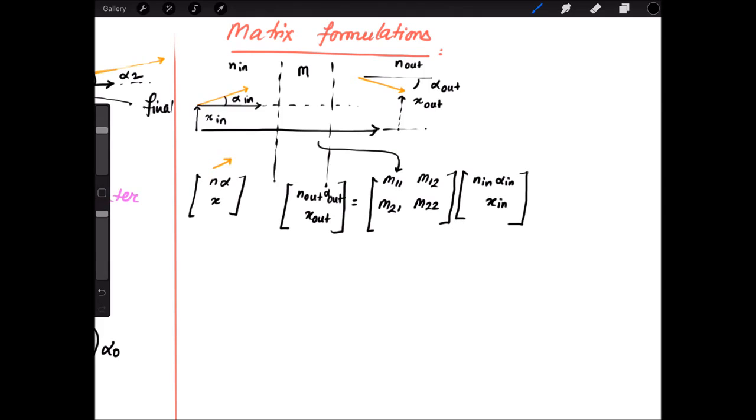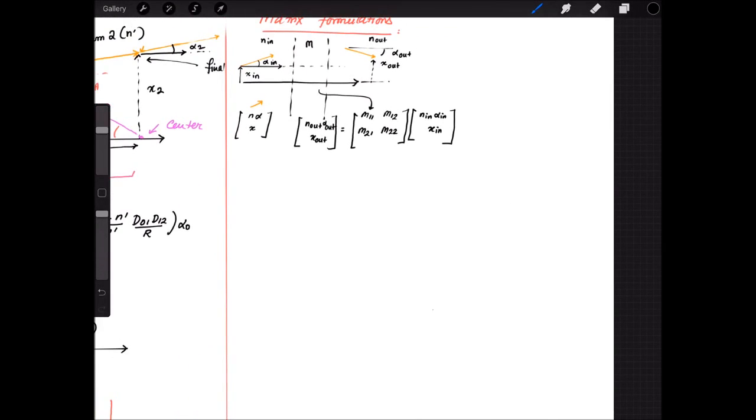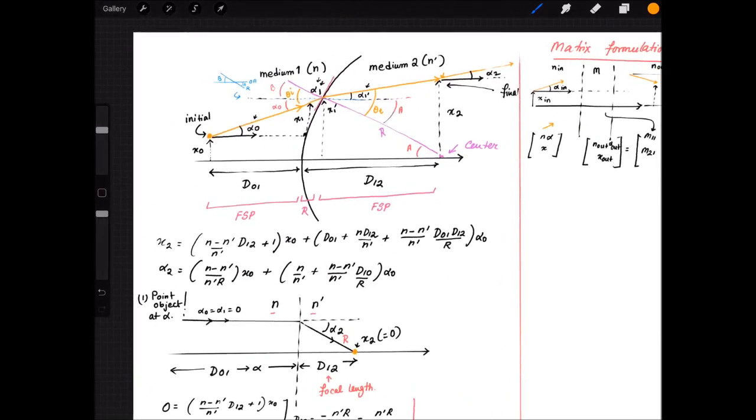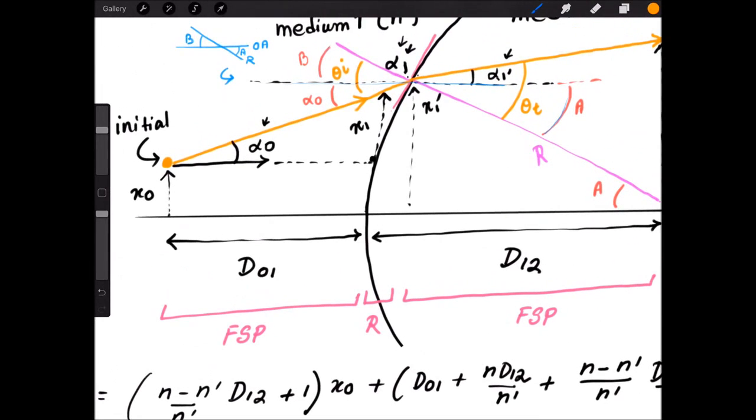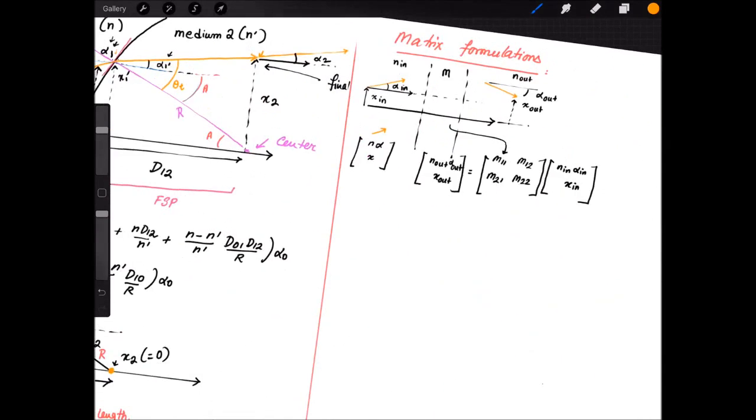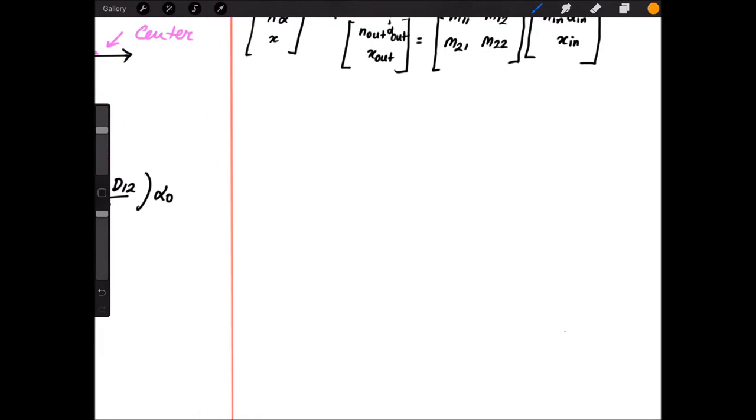How is this useful? Let's take the case of when a ray is simply propagating in free space. So say part 1 of this problem, free space propagation. So just the ray going from here to this point. So let me draw. So suppose we have this. So initially the ray was here, and after a certain time it moved to that point. Optical axis, the actual optical axis. Suppose this is height x0, this is height x1, this is angle alpha naught, this is angle alpha 1, and this distance is d01.